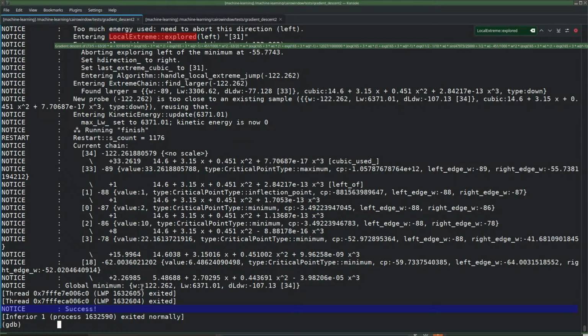Success. Global minimum is minus 122 at minus 122. That is so not true. Oh, that's that one more sample, of course. That's the one more sample. No. No. What? Yeah, no.